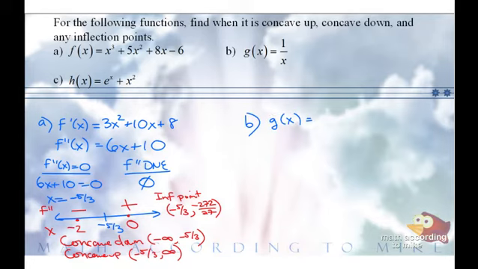So notice I did not put a prime on this yet, because I did not take the derivative. So by writing it as x to the negative 1, we can just use the power rule twice. What's the first derivative? And what's the second derivative?